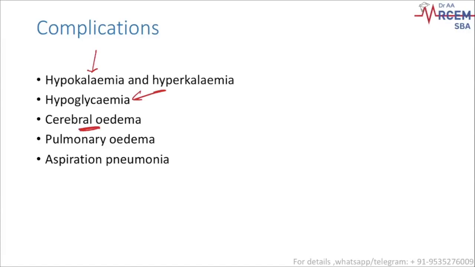If you rapidly correct the defects that are present because of the diabetic ketoacidosis, cerebral edema can develop, including pulmonary edema. If the patient's GCS is on the lower side and he starts having orally, it can result in aspiration pneumonia. So he can aspirate the food particles, resulting in a pneumonia.